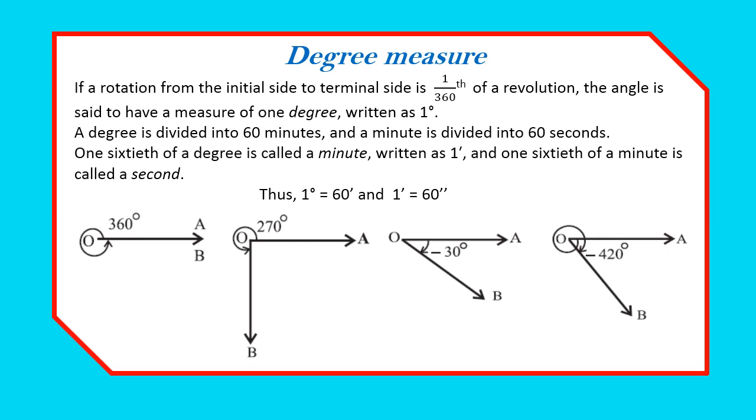So in the figure we have 4 figures. We have ray OA, it completed a complete revolution, so this will be 360 degrees. In the second one we have 270 degrees. In the third one, since it is moving in the clockwise direction, the angle is -30 degrees. And in the fourth figure it completed one revolution and again moved through a certain angle. Since it is moving clockwise, it is -420 degrees. I hope I am clear. So pause and note down the points.